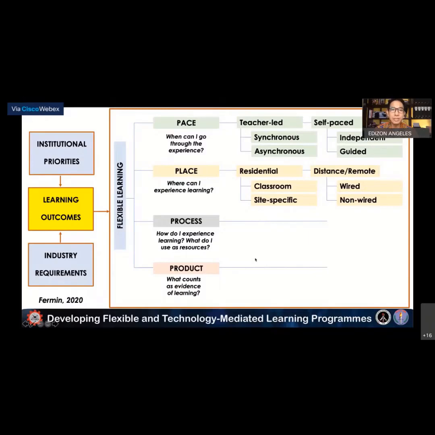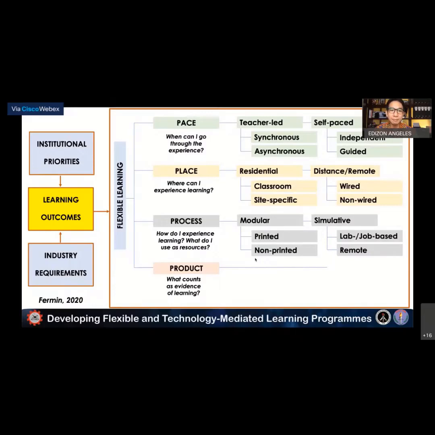In terms of processes, I'm looking at least at the modular set of processes where you get to prepare real printed materials that students can interact with, or if not, their digital version. Or you can do simulative learning, particularly for courses that demand a lot of laboratory-based learning experiences. Under simulative flexible learning, there could still be lab or job-based learning, or remote simulations using artificial intelligence and simulation software available online. But if you ask me, simulative learning can also still happen through the provision of do-it-yourself learning kits that may be sent like modules to students.